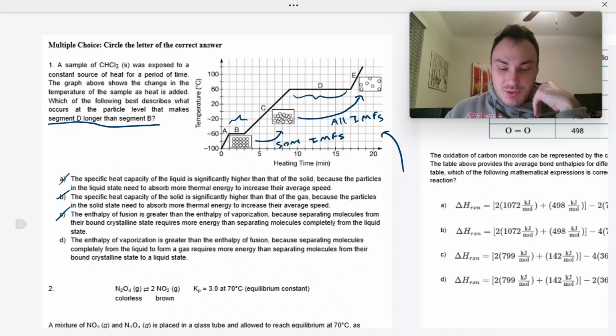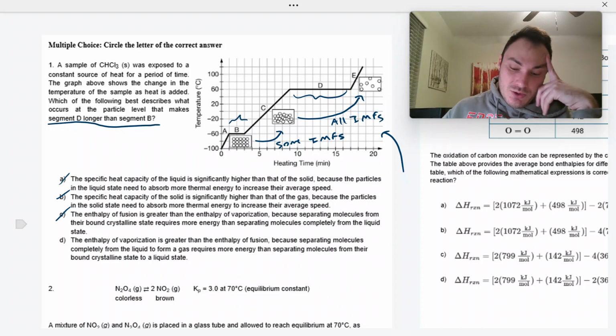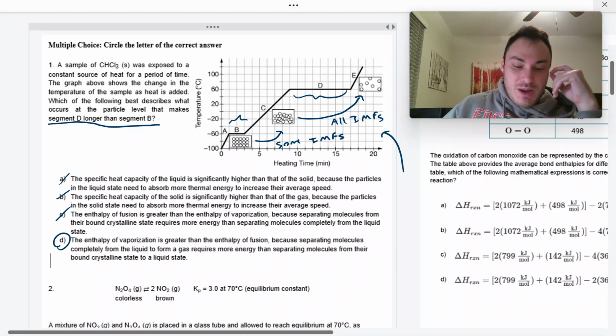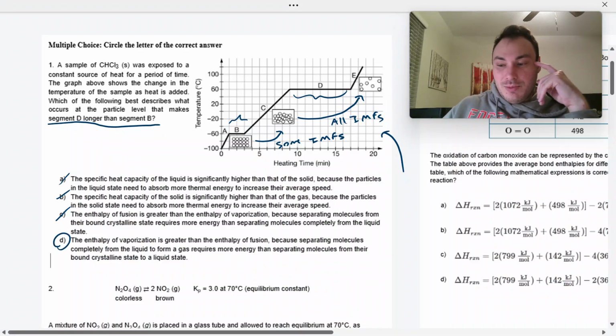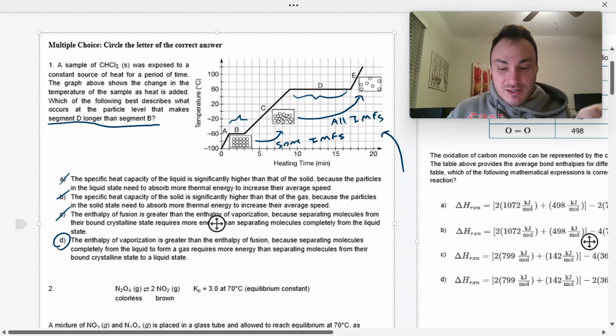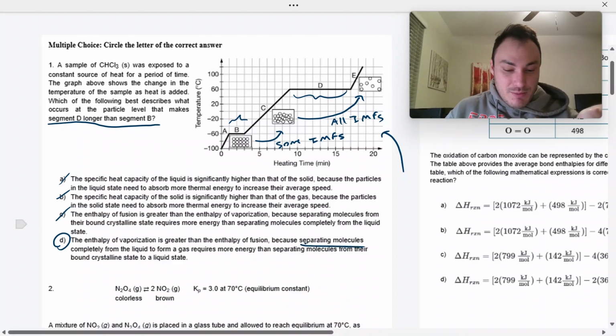The enthalpy of vaporization is greater than the enthalpy of fusion because separating molecules completely from the liquid to form a gas requires more energy than separating molecules from their bound crystalline state as a solid. A lot of complicated terminology in there, but yeah, that's what it is. We're separating those molecules completely. That's the key, separating molecules completely.